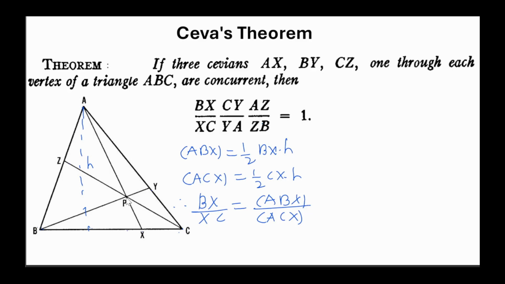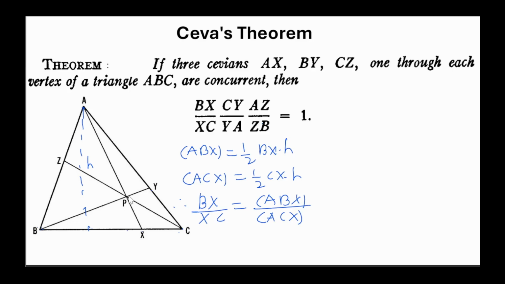Now if we observe, this point A is common to both the triangles, that is ABX and ACX. And the point X, as it is lying on line BC, the perpendicular from A to BC will be the same for both the triangles, that is ABX and ACX.